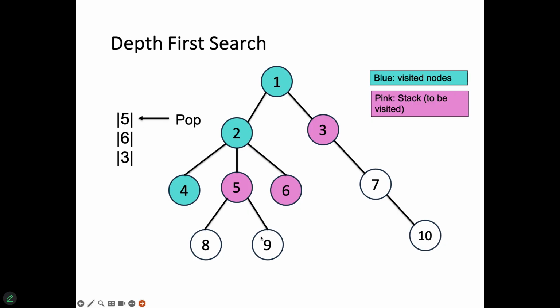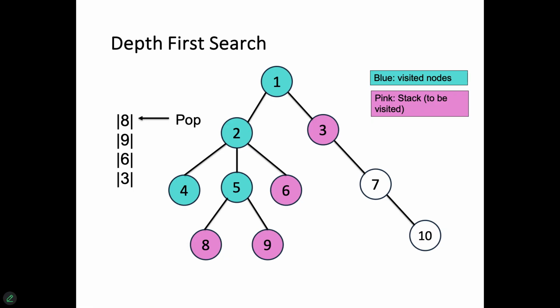And again, I'm adding them from right to left. So I add 9 first and then 8. So 8 is going to be on top of my stack. So if I go to the next slide, you'll see that I added 9 and then I added 8, right? And I also popped 5 out of the stack because we already visited it, okay? So it's out of the stack. Now in the stack, we have all these pink nodes that are the nodes that are going to be visited next, which are 8, 9, 6, 3.